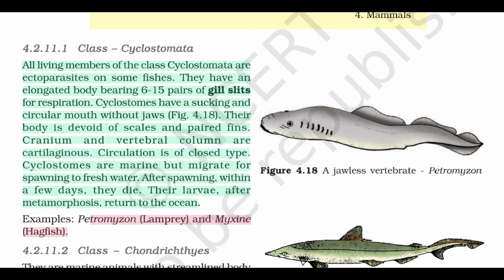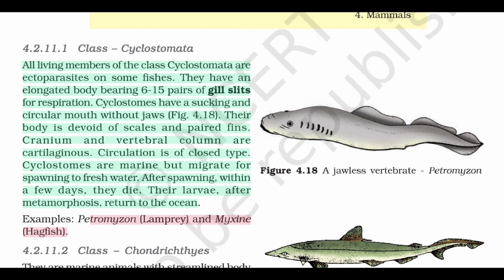4.2.11.1. Class Cyclostomata. All living members of the class Cyclostomata are ectoparasites on some fishes. They have an elongated body bearing 6 to 15 pairs of gill slits for respiration. Cyclostomes have a sucking and circular mouth without jaws, Fig. 4.18. Their body is devoid of scales and paired fins. Cranium and vertebral column are cartilaginous.